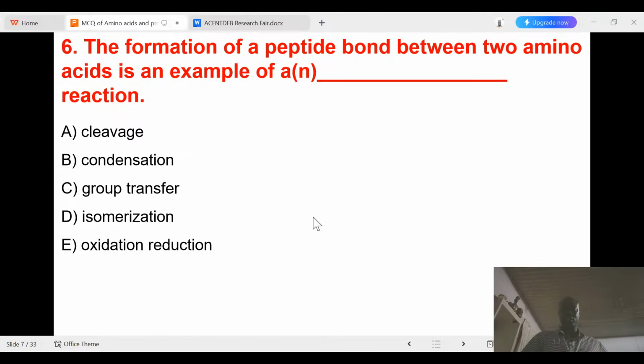Okay, someone said oxidation-reduction. No. Please, what is the answer for this question? Okay, someone says question 6 is E. No, it's not E. Question 6 is not E. Please, any other answer for question 6? Any other answer?